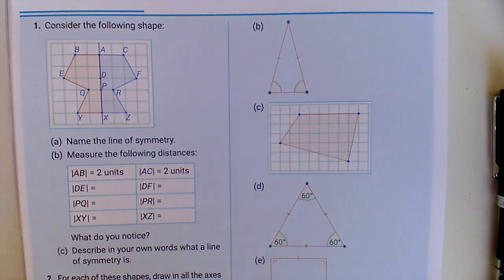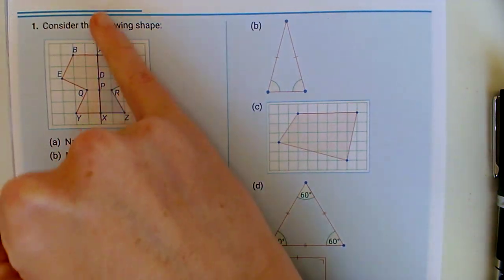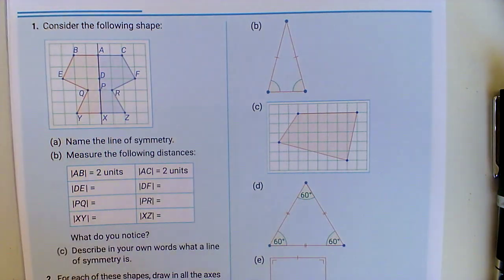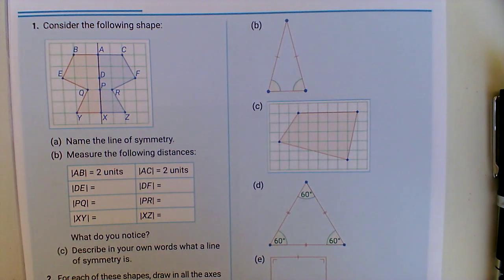Take a look through Monday's homework. So you had questions 1 and 2 about lines of symmetry. We've got a shape here, and we can see that there's a line down the center which does divide this into 2 mirror images. So that's the line of symmetry. And they asked us to name the line of symmetry.